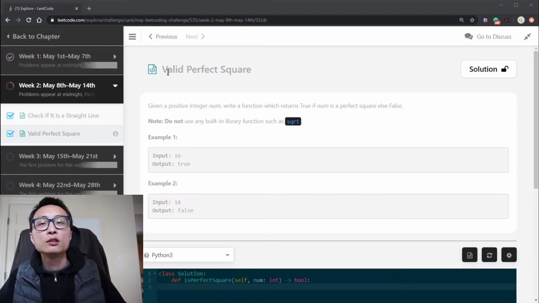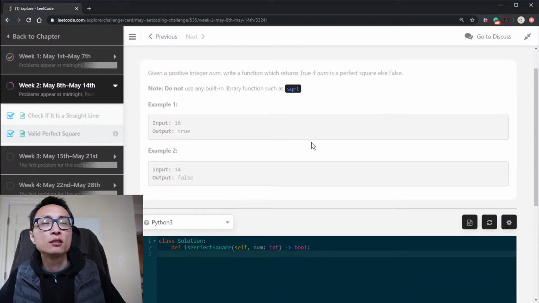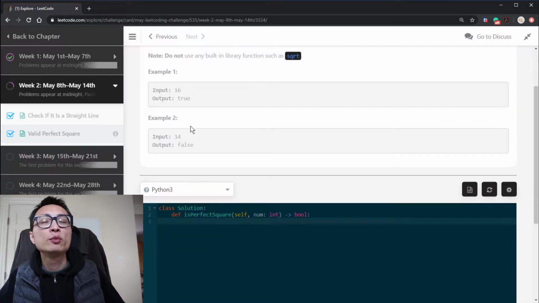Hey, so today's Leetcode challenge question is valid perfect square. It's the classic square root finding question. We have a positive integer number and we want to write a function to determine whether this number is a perfect square or not. For the number to be a perfect square, the square root for the number has to be an integer.